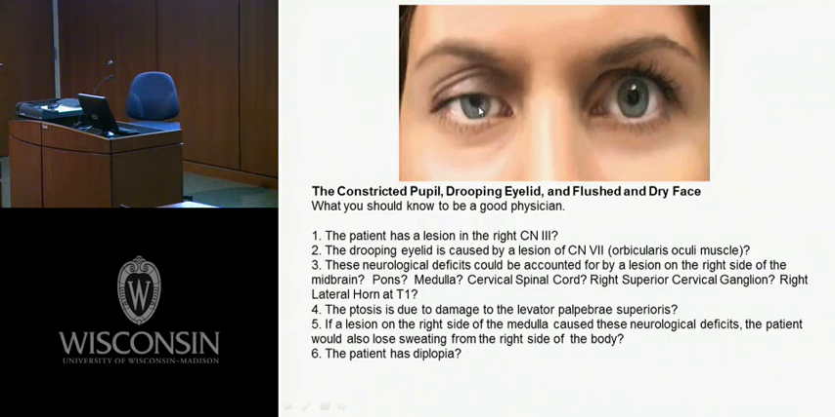Now, you could get this Horner's. Of course, you have other things, you know, lack of sweating and things like that from the face. But depending upon where you interrupt things, you can get some other things. So let's say we interrupted the descending hypothalamics in the midbrain. Traveling with the ALS, you would get the Horner's, no sweating from the face or body. Let's say you got it in the pons. You'd have an ipsi Horner's, same thing. Say you got it in the medulla, same thing.